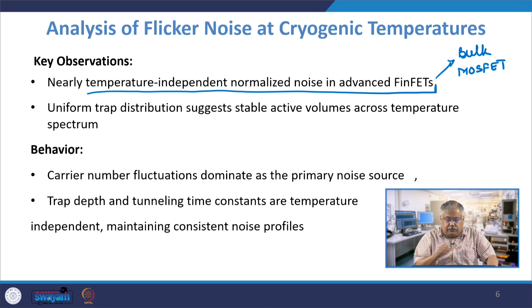Now let us look at the behavior. As I told you, carrier fluctuation is the primary source, but the depth of the trap is also responsible for various noise profiles. Noise as such is a statistical phenomenon, it is fully random, and therefore you cannot predict a priori the value of noise beyond a particular point. However, you can find the average value of the noise over a period of time, and that can be done also with respect to temperature.